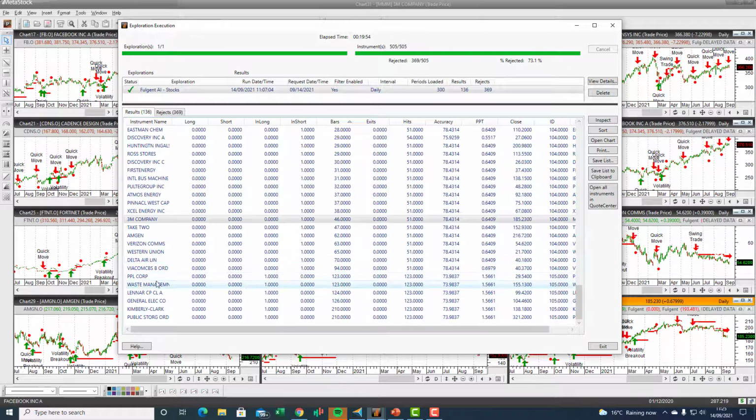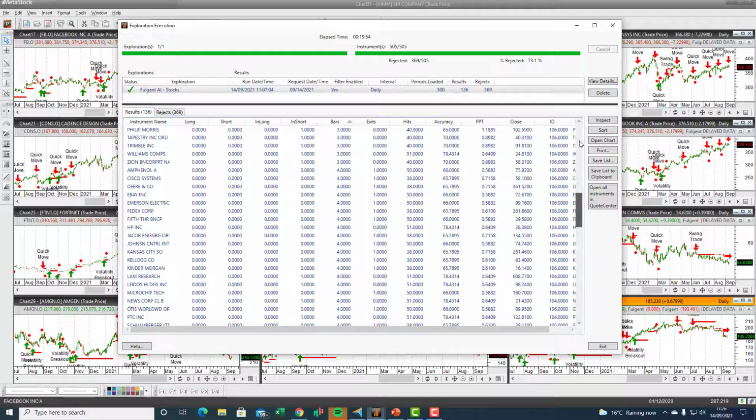We can see there's a couple of trades that have been long for a long time here, and you can see 105 as volatility breakout signals there. So we can see PPL, Waste Management, Lennar, General Electric, Kimberly-Clark, and Public Storage Group. These have been long for quite a long time. You can see 123 bars; these are trading days. And you can see Viacom, Delta Airlines, Western Union, Verizon, Amgen, Take-Two, 3M, Pinnacle, Atos. There's a whole lot of short ideas, and you can see how long these trades have been short. So we'll revisit some of the older short ideas, and then we will look for the most recent signals.